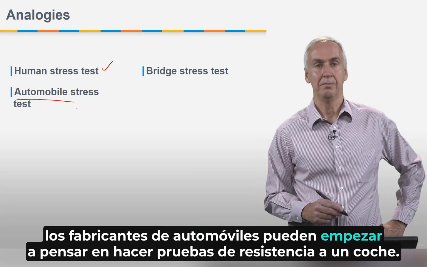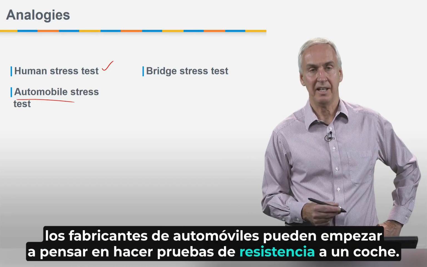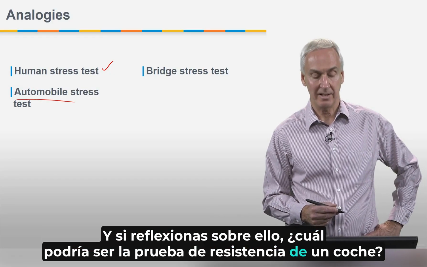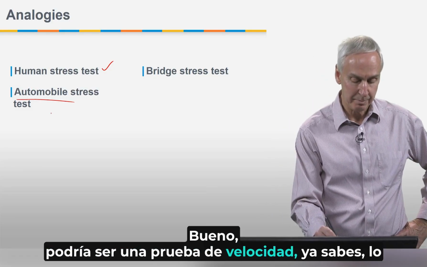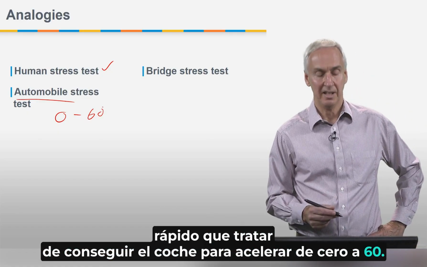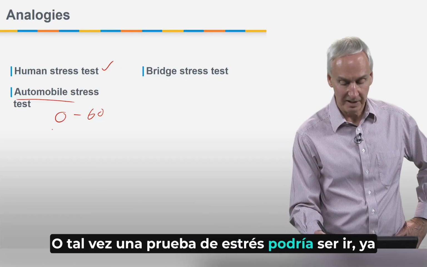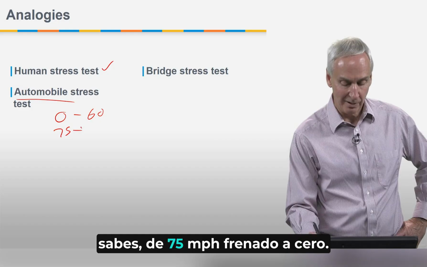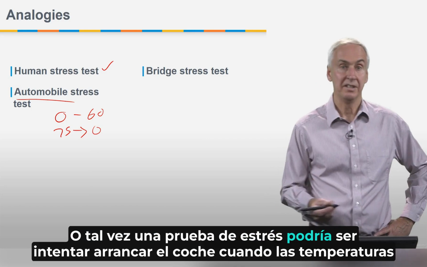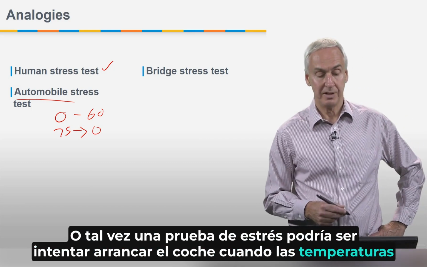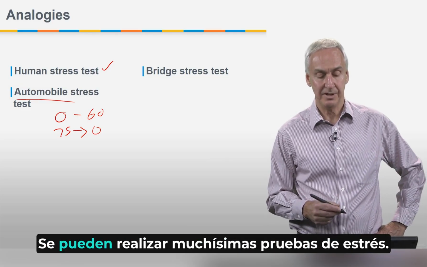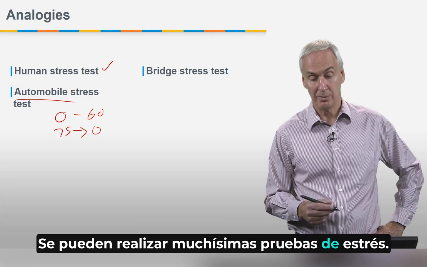Automobile manufacturers may begin thinking about doing stress tests on a car. If you ponder that, what might be a stress test on a car? Well, it could be a speed test, trying to get the car to accelerate from 0 to 60. Or maybe a stress test could be going from 75 miles per hour, braking down to 0. Or maybe trying to start the car when the temperature is 20 below 0, or trying to drive the car with very heavy loads. Lots and lots of different forms of stress tests might be performed.